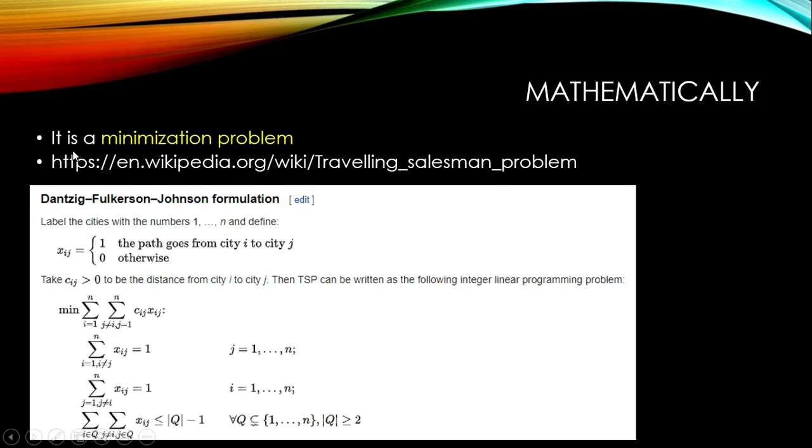Mathematically, traveling salesman problem is a minimization problem where we minimize the cost or distance or time to travel. Xij is equal to 1 if salesman decides to go from city i to city j and 0 otherwise. And the last constraint is that the entire trip should be completed in a single tour. This I have taken from this site.